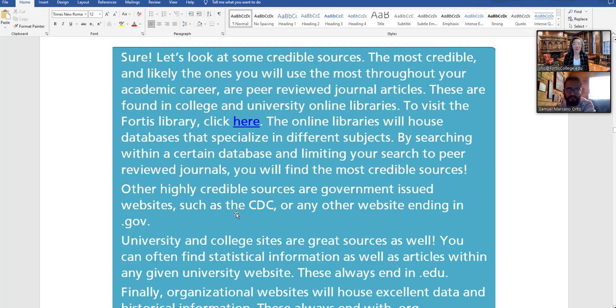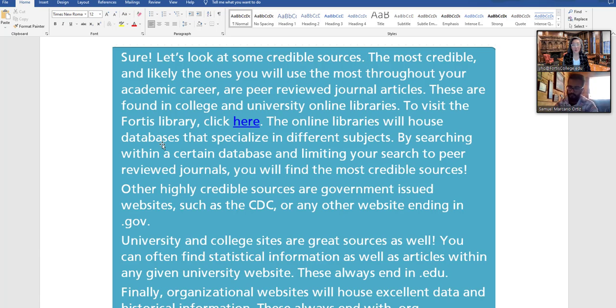Anyway, so the most reliable, and this comes from your interactive lectures, the most credible and reliable sources are the peer-reviewed articles from your university online library. To visit the Fortis library, if you're in your interactive lectures, you would click on here and it would take you to the Fortis library. And the online library has databases, and all those databases have peer-reviewed articles.